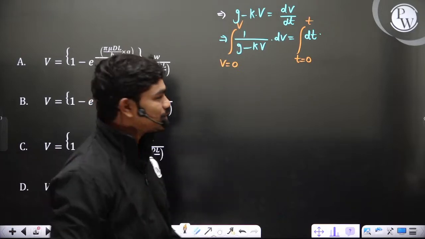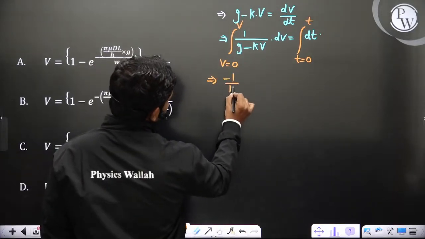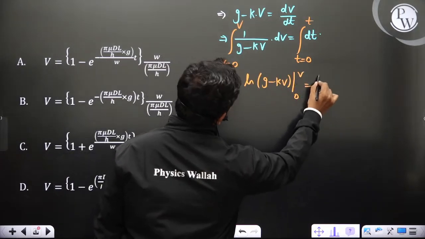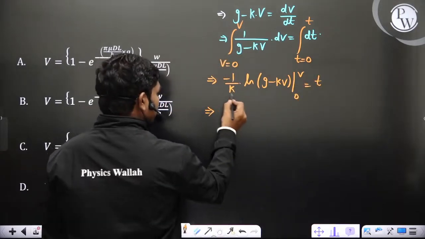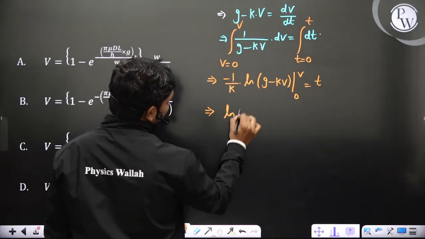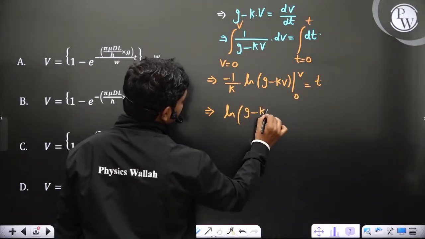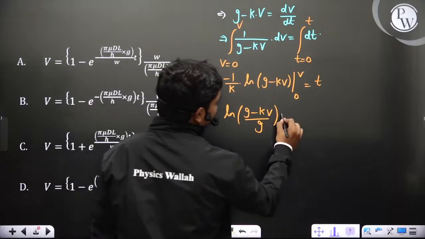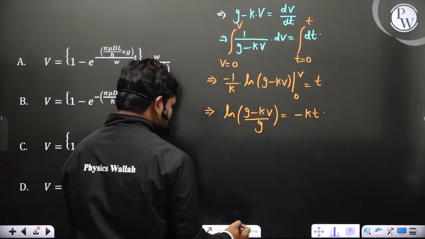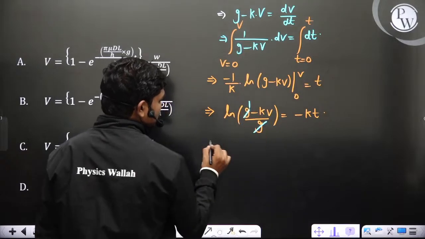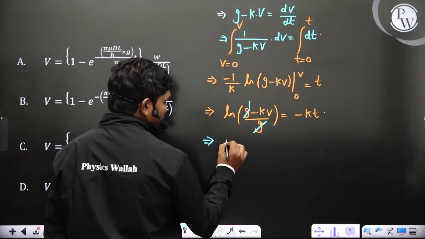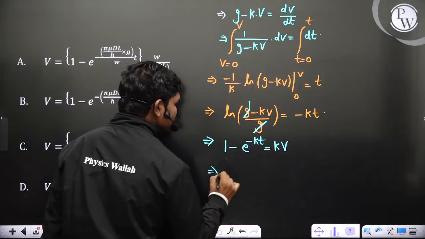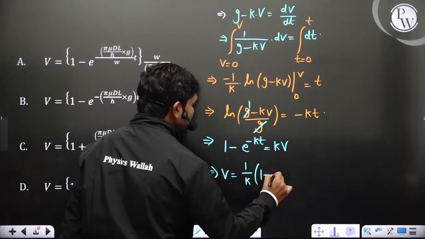We all like variable separable forms. So this integration is minus 1 by k times ln(g minus kv) within the limits 0 to v, which is equal to time t, obviously. Now this implies, if you can see, when you put v is equal to v, this is ln(g minus kv), minus, when you put v is equal to 0, this is ln g. So log a minus log b can be written as log a by b, which is equal to minus kt. If you simplify this, obviously this is 1 minus e power minus kt is equal to kv. So v is equal to 1 by k times (1 minus e power minus kt).